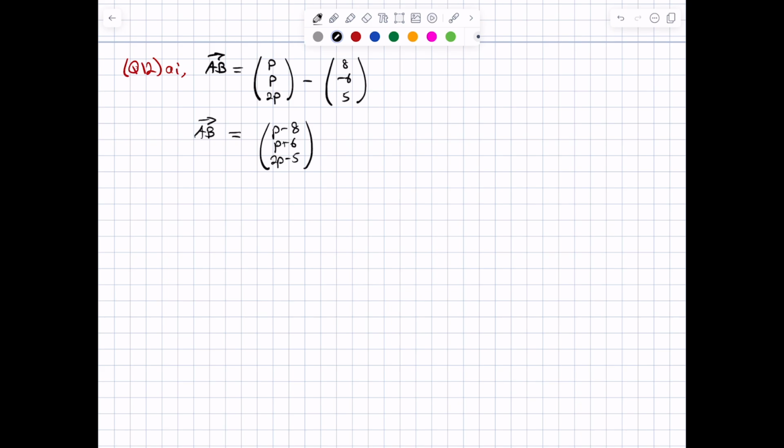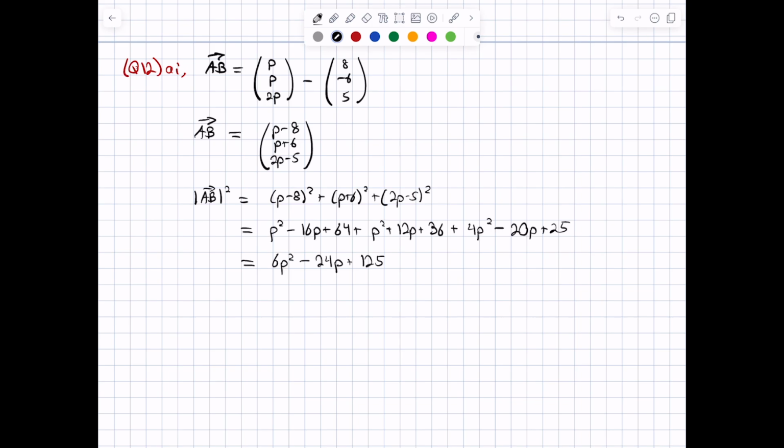Now we want to find the length of that. And we'll take the square of the length straight away. So that's going to be each individual component squared: p minus 8 squared, plus p plus 6 squared, plus 2p minus 5 squared. And so this is a game of just expanding and simplifying. And so we arrive at that result, and that's what we want to prove.